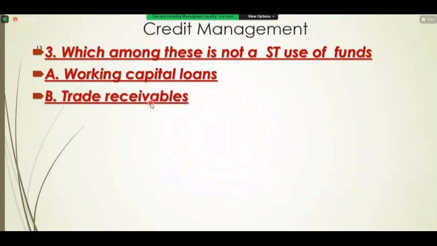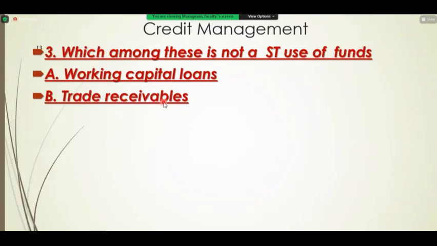Trade receivable is a short-term use, because trade receivable will be realized within a maximum of 3 months or 6 months. Trade receivable is book debts. Book debts are short-term assets, or in other words, short-term use of funds. Either they will call it STU or STA.